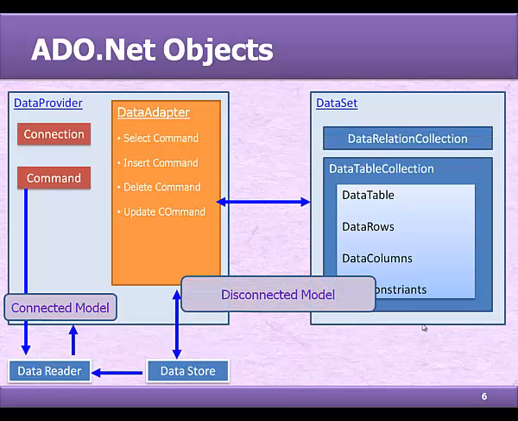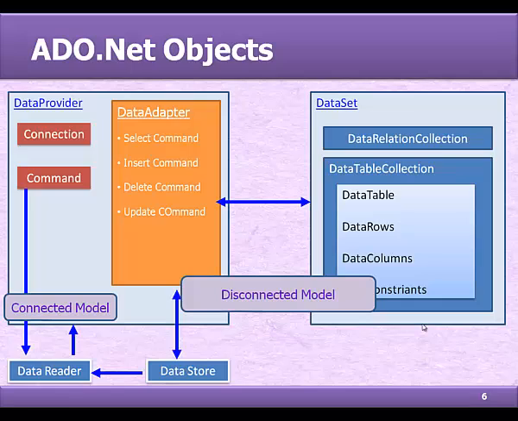Now these data tables also have relations. So there are different types of relations within the tables. If you want to fetch records from these related tables, we require a data relation collection object. So data relation collection objects help us fetch records from multiple tables together. If we have foreign key and primary key, we use data relation collection. So the entire thing works as a disconnected model.